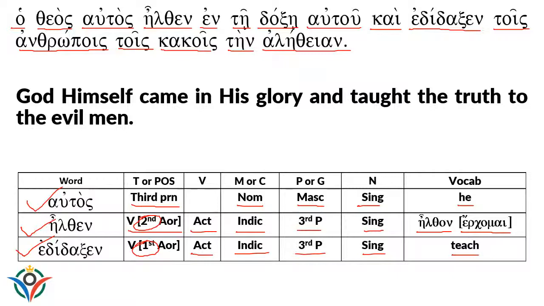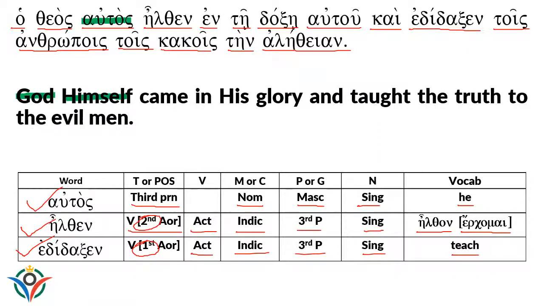Right, so the first thing I want you to notice is that the subject of this verse is God in the nominative case, but then it's God himself. And that's because autos, being a third person personal pronoun, is standing in the predicate position, which means it's there for emphasis. And therefore we translate it as God himself.